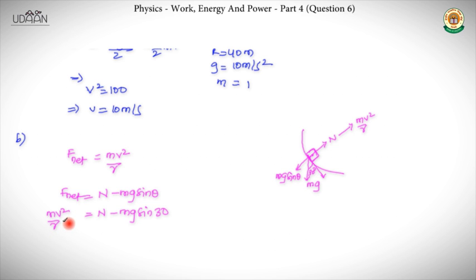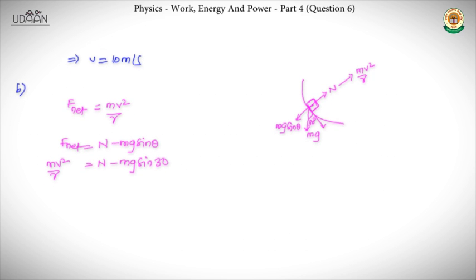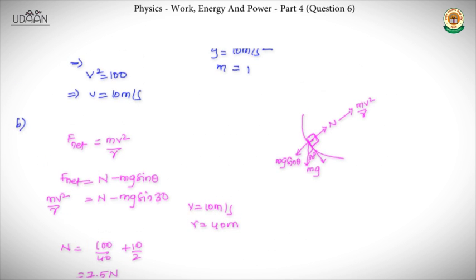The thing to note here is that mv square by r is never another force. It is just equal to the net centripetal force. In the above question, we got v equal to 10 meters per second, and we know r is equal to 40 meters. By equating, we get N is equal to 100 by 40 plus 10 by 2, which is equal to 7.5 Newton. That gives us the normal reaction at point Q.